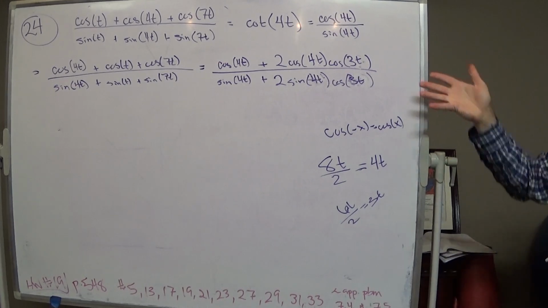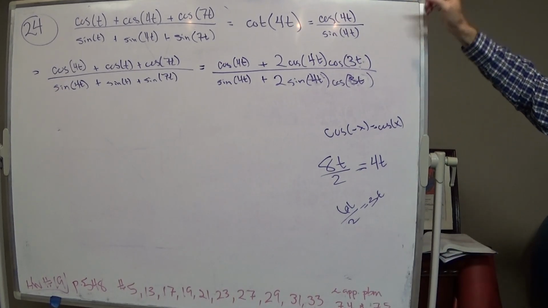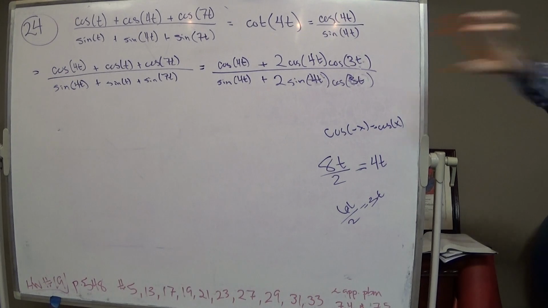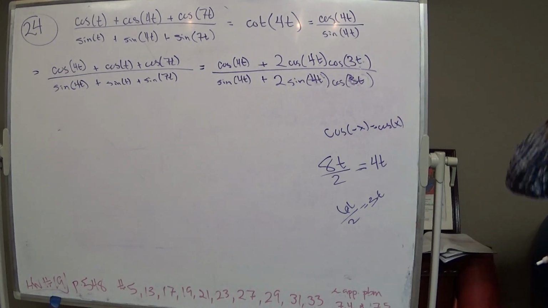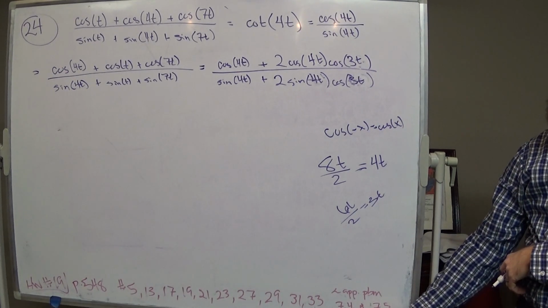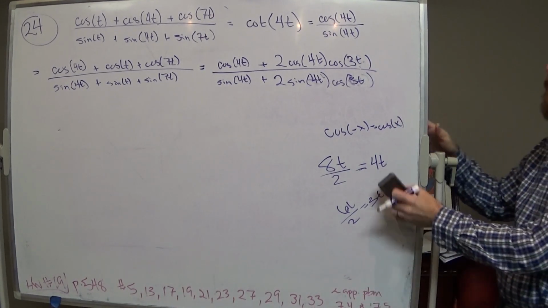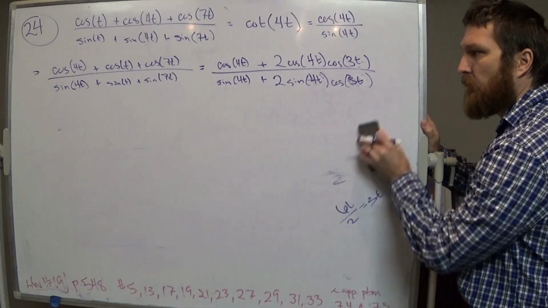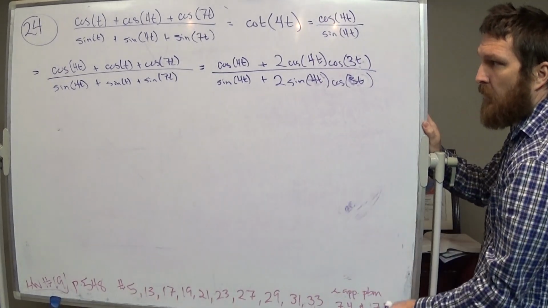Well, where are we trying to get? We're trying to get to where there's just a cosine 4t and just a sine 4t. I feel like we could split up the fraction and cancel the t. Wait, no, we can't. Yes. Oh, yeah, we can. We could. No, you could, never mind.